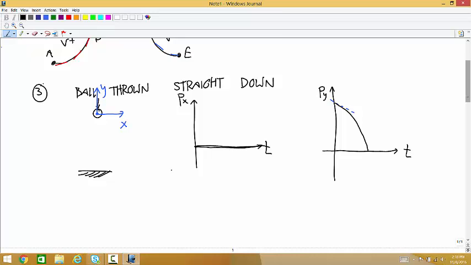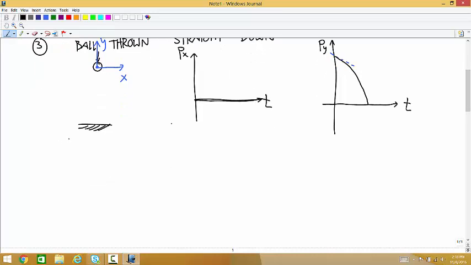Okay, so let's do some of the alternate ones. So some people also had this 3 where I think it was also thrown down towards the ground, but this time I think there might have been, did anyone have the ball thrown straight down to the ground with the y-axis, with the origin on the ground? No? Okay.